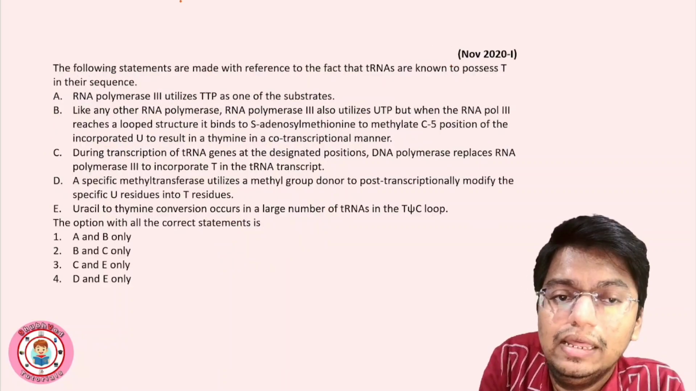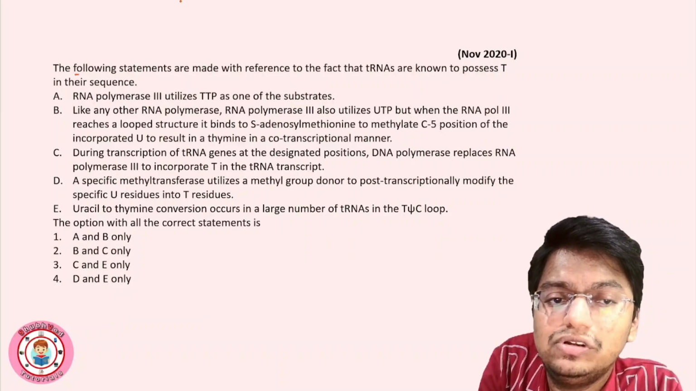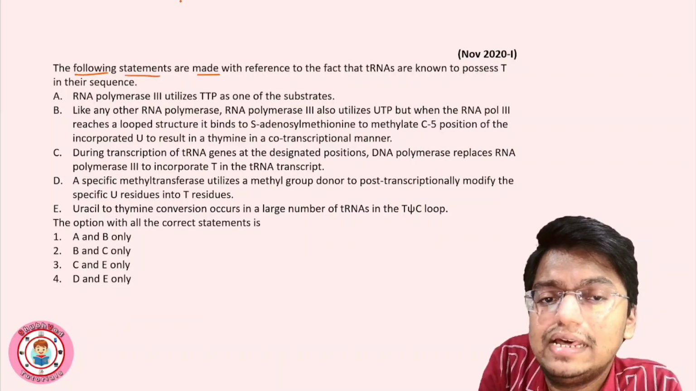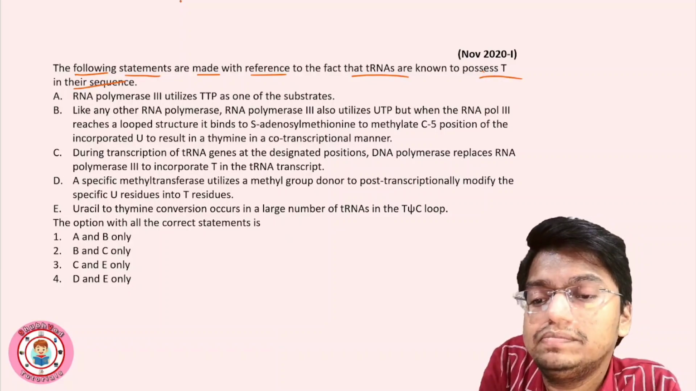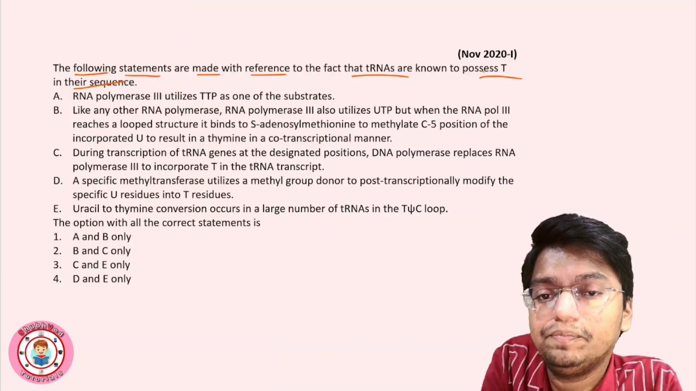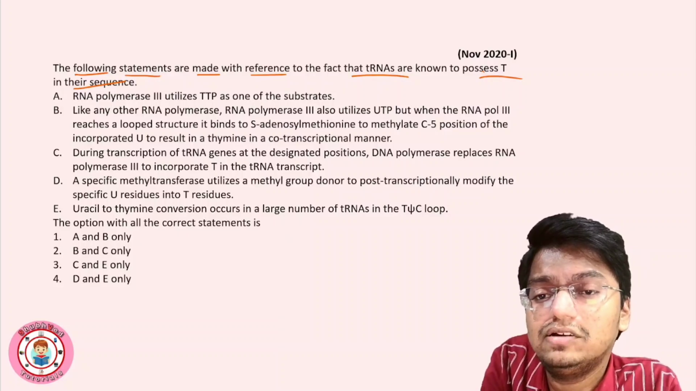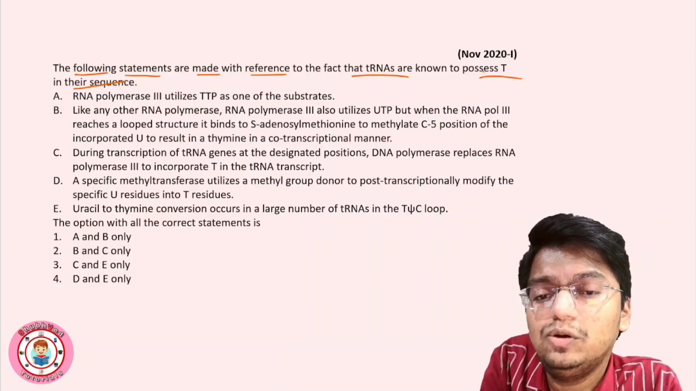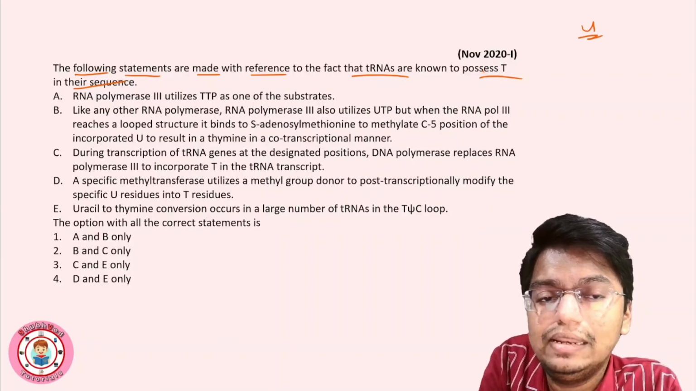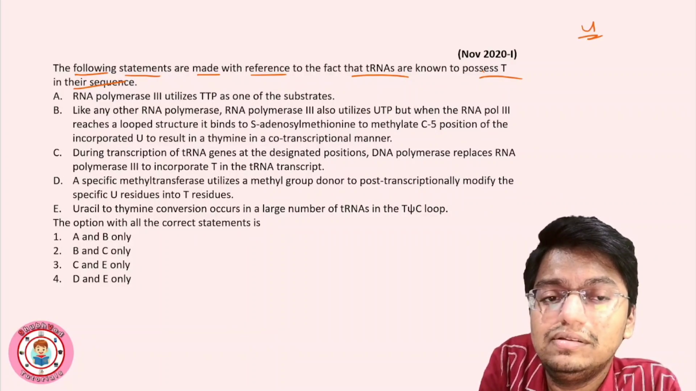Then the next question: following statements are made with reference to the fact that tRNAs are known to possess T in their sequence. T is present in the tRNA structure; otherwise, RNA does not have T, it has U, uracil. So how did T come? Let's see the possible reasons.